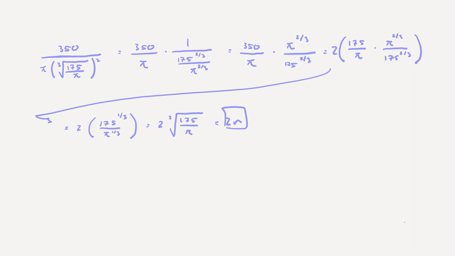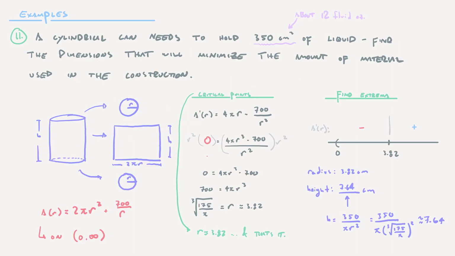You can pause here and see all my work to explain how I got there. But basically, by just doing some algebra, I found out that the height is literally twice the radius. This is the radius that we found already, 3.82 or whatever. So that means that our height is twice that amount, which is approximately 7.64 centimeters. All right, and then we're done. That minimizes the material, which therefore will minimize the cost of this thing.